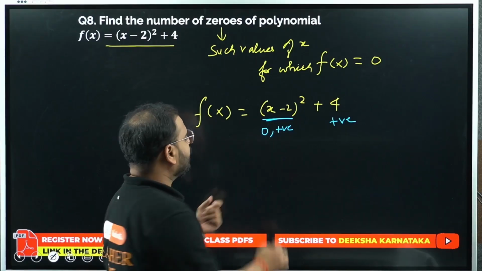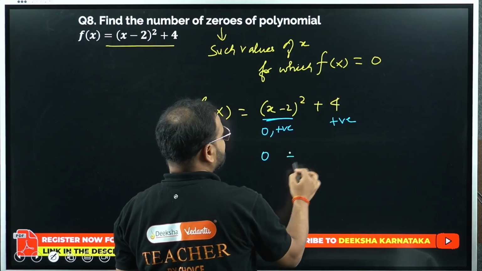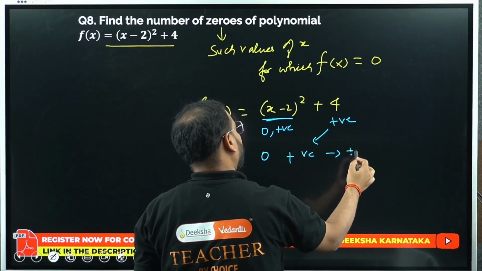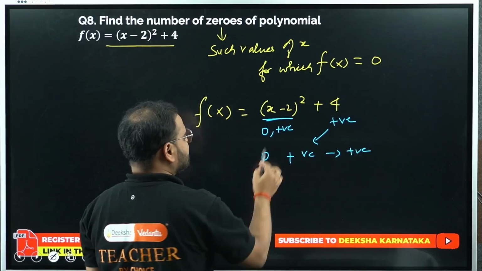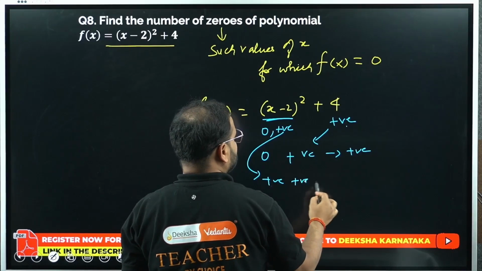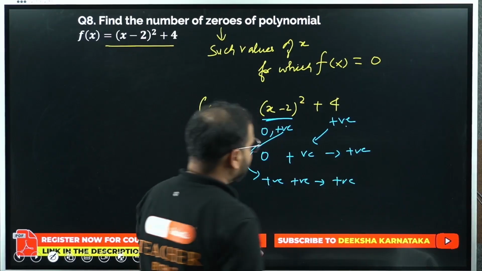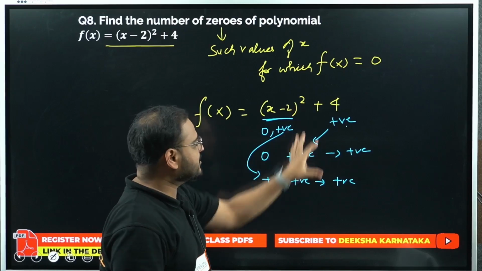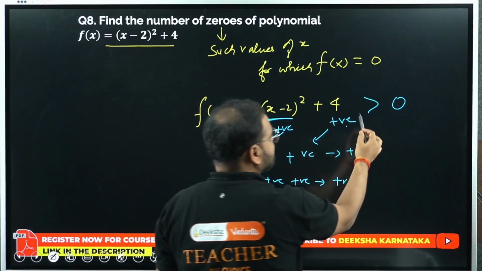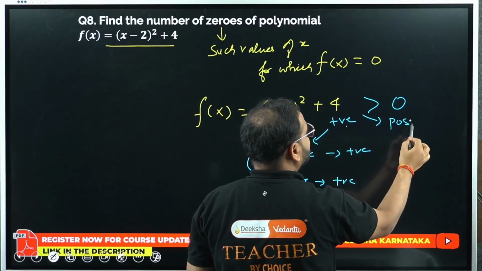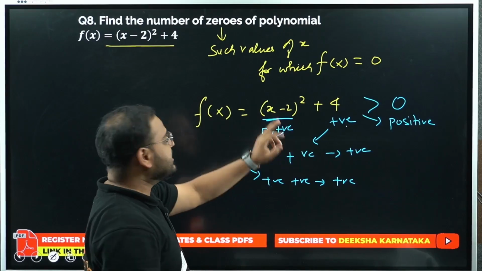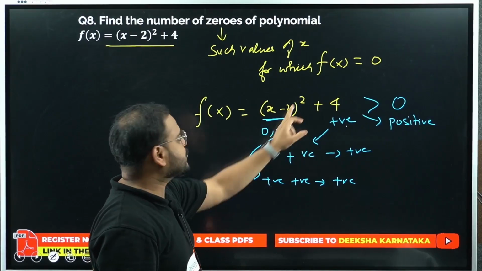So if I take 0 plus this positive number, what's the result? A positive number. Next case, if I take this positive and the other positive number, what is the answer? Again a positive number. Means whether you take 0 or positive, the result is always greater than 0, no? Because this whole thing is always positive. 4 is positive and this can maximum be 0. Least value of this can be 0. It cannot be negative because square is there.